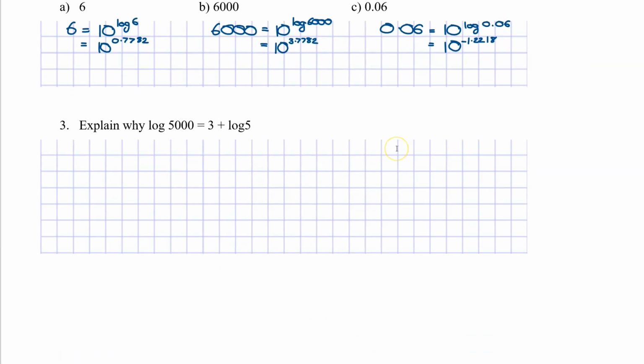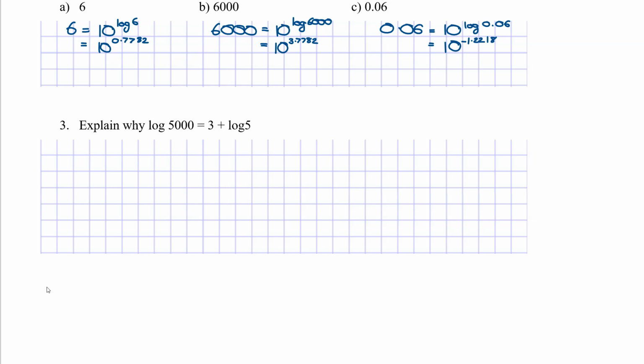Now here's where we start to get a little bit trickier, and it says explain why log 5,000 is equal to 3 plus log 5, so an implied log base 10. And this one's a little bit involved, however it's nothing that we can't handle. So consider we want to prove that the left hand side is equal to the right hand side.